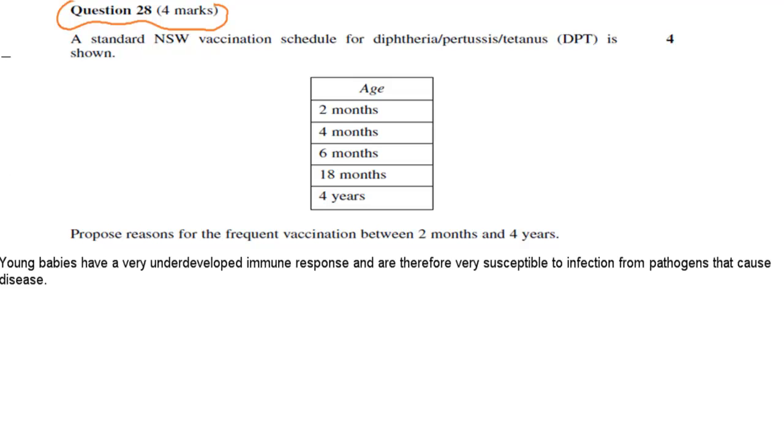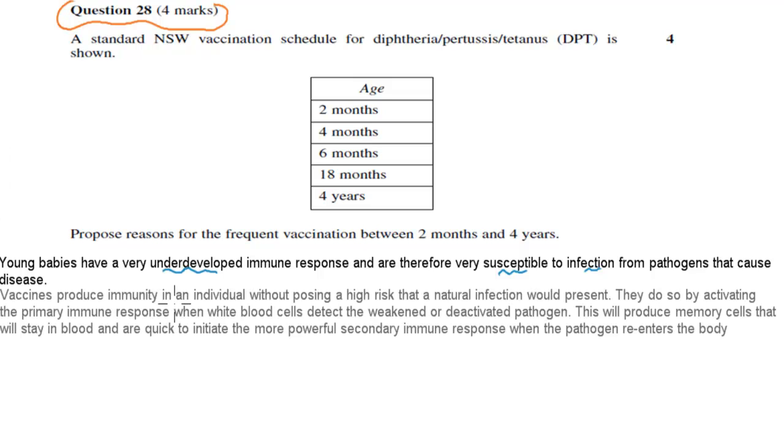So first what I wrote is, young babies have very underdeveloped immune responses and are therefore very susceptible to infection from pathogens that cause disease, right? So that's one thing I've said, that these young babies have underdeveloped immune responses and therefore are susceptible to having a severe infection. Then I talk about what vaccines are and how they do the secondary immune response, because that's what we have to discuss as well. That's basically the purpose of vaccines. Vaccines produce immunity in an individual without posing a high risk. That's good, because children, especially babies, would have very high problems when it comes to being infected, without posing the high risk that a natural infection would present.